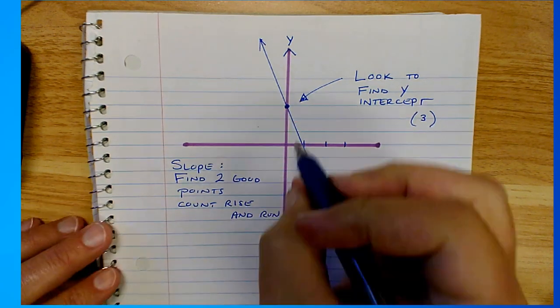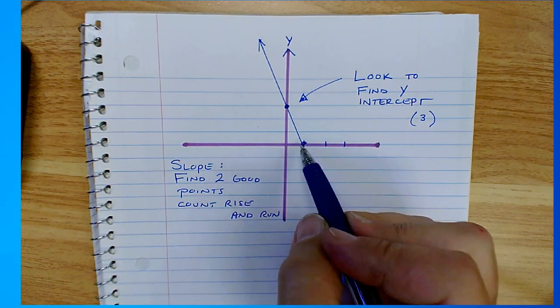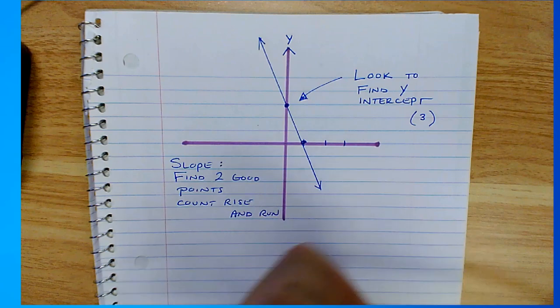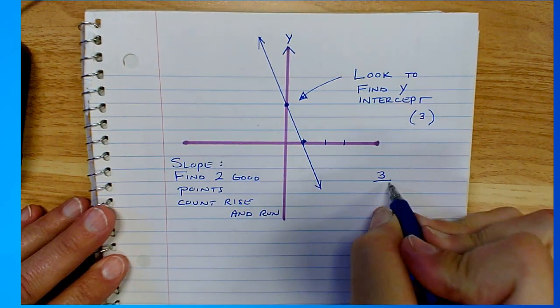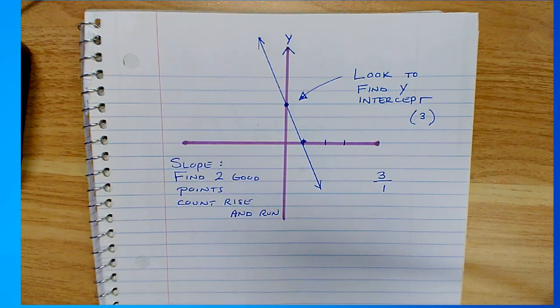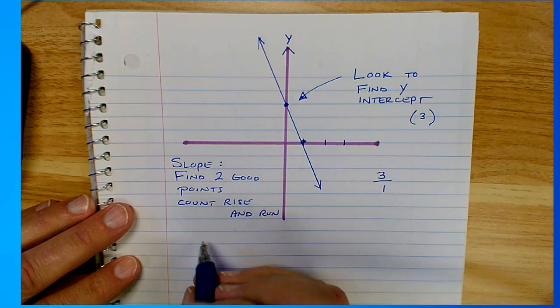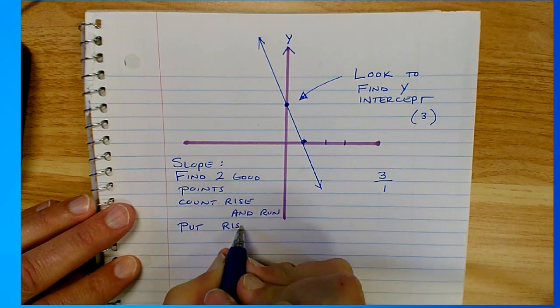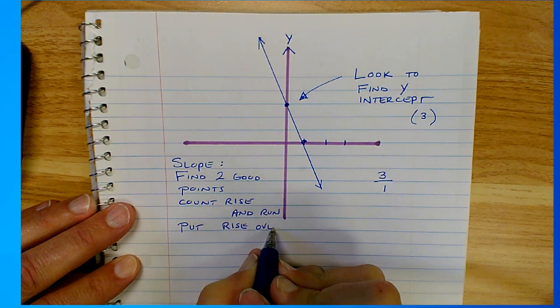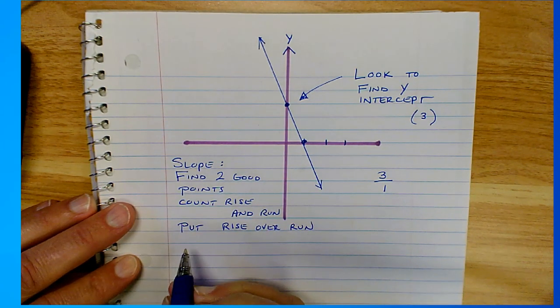I find 2 good points. Here are 2 good points. I count the rise, which is 1, 2, 3. I count the run, which is 1. It's rise over run. But I'm forgetting something. Look at this line. It's negative. Count rise and run. Put rise over run. Add a negative if needed.